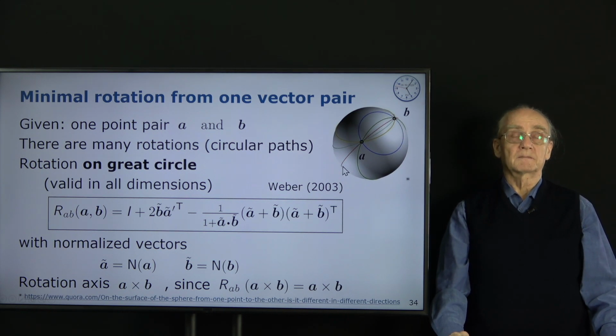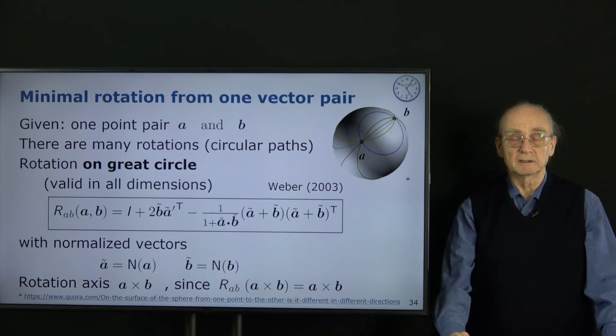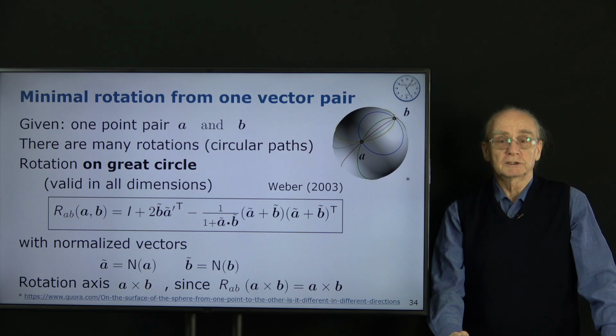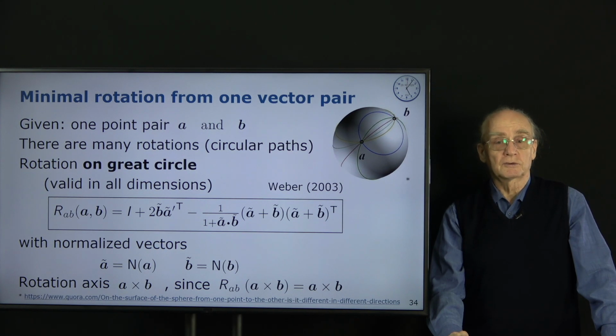That means if we say the rotation between A and B is that rotation which is the rotation along the great circle through A and B, we would get a unique solution. And the unique solution is given here with this expression. I don't want to prove it.